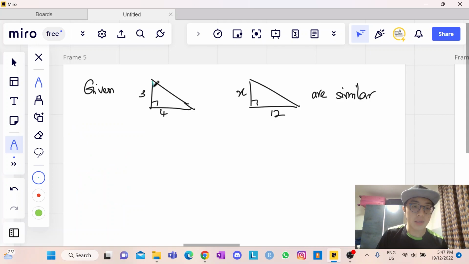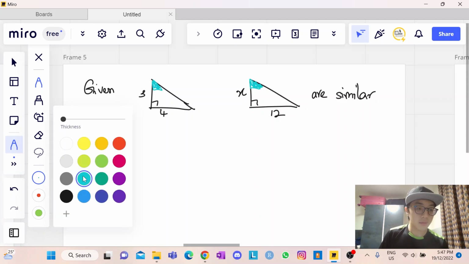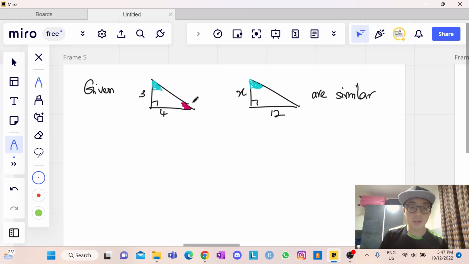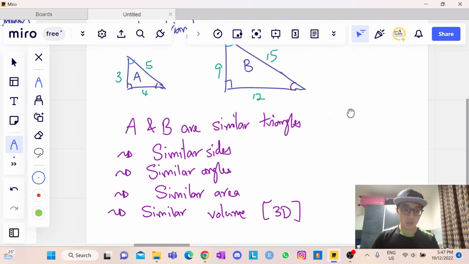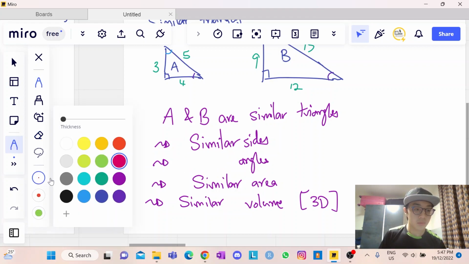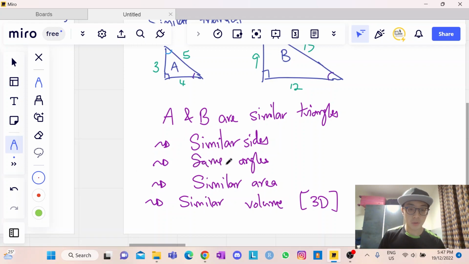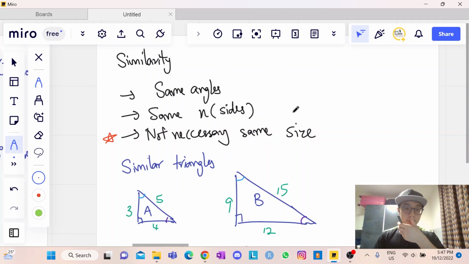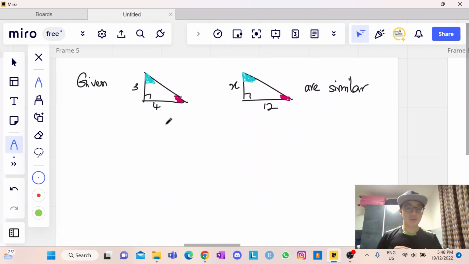So if the question says that these two triangles are similar, what does this mean? This means that this angle right here is the same as this angle right here, and this angle right here is the same as this angle right here. It must be the same. So back to this, I should actually change this to same angles. Same angles, same number of sides, and so on.